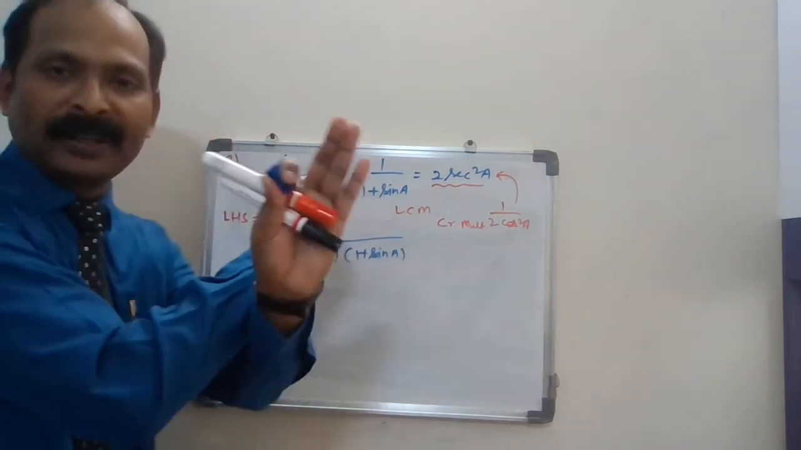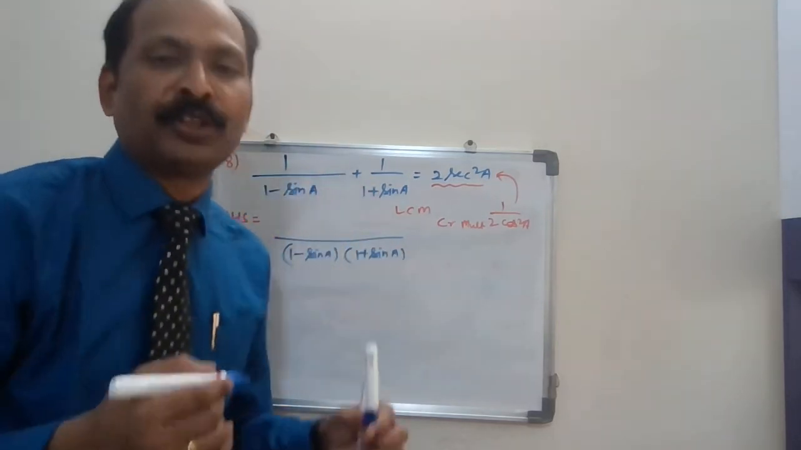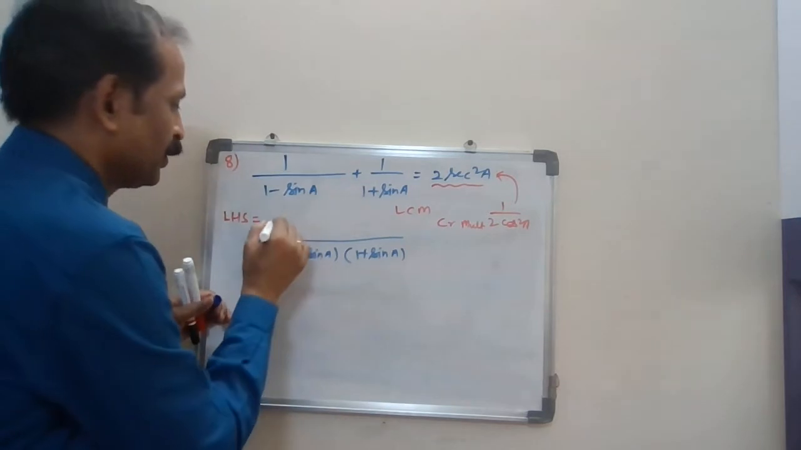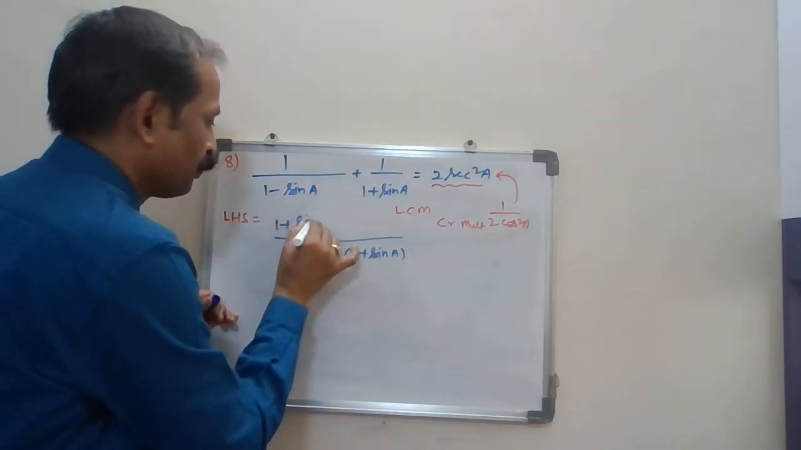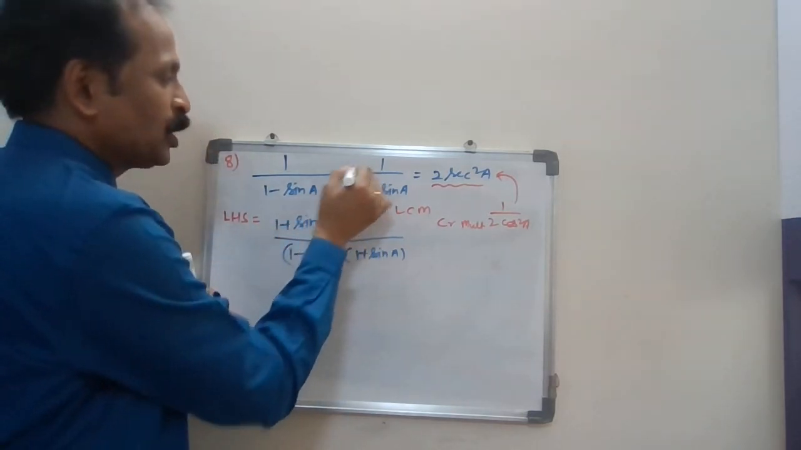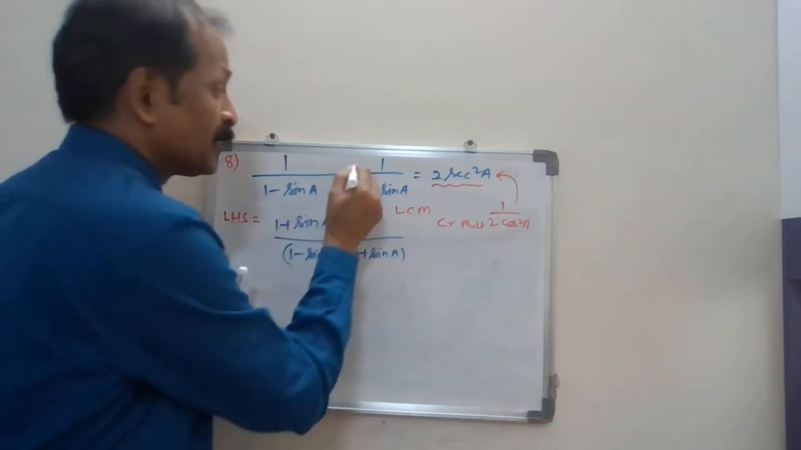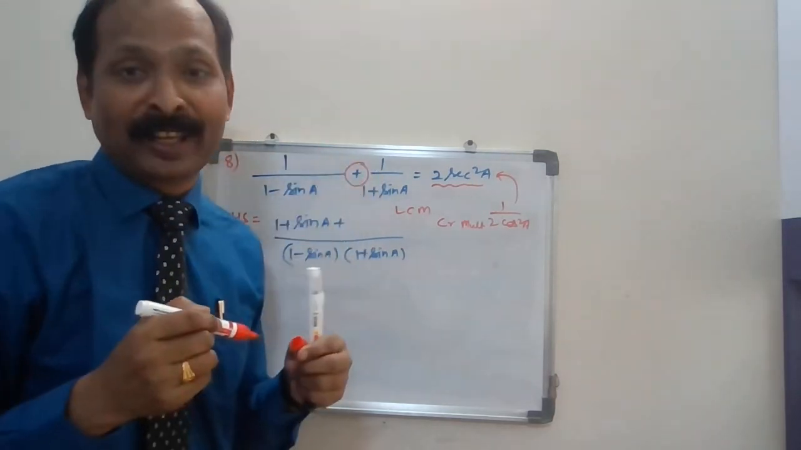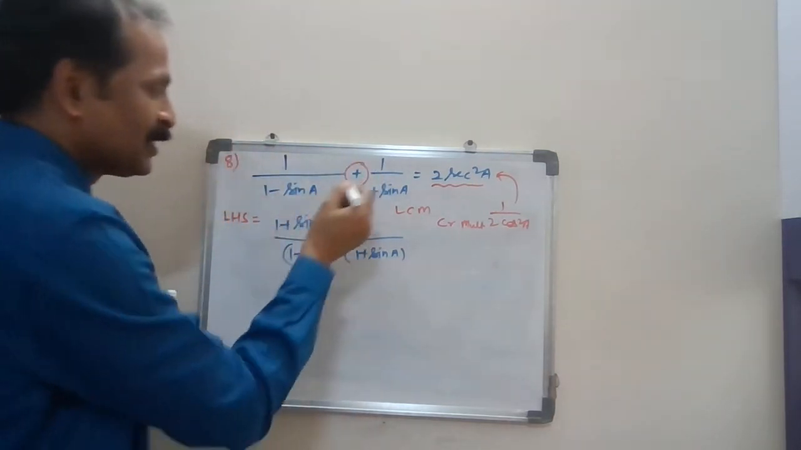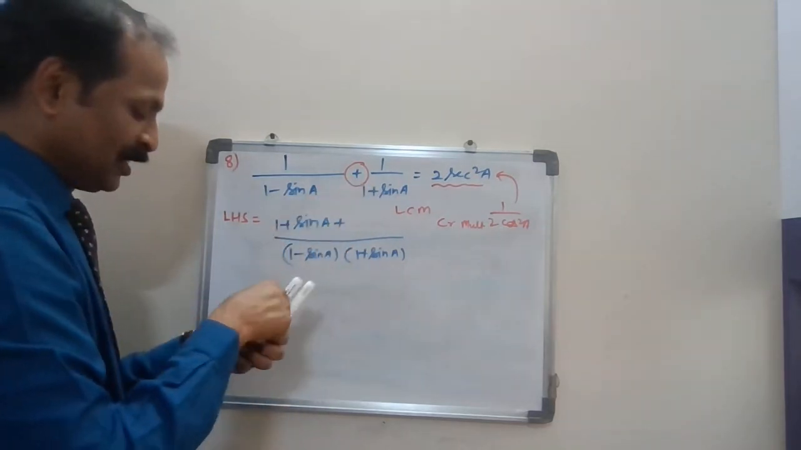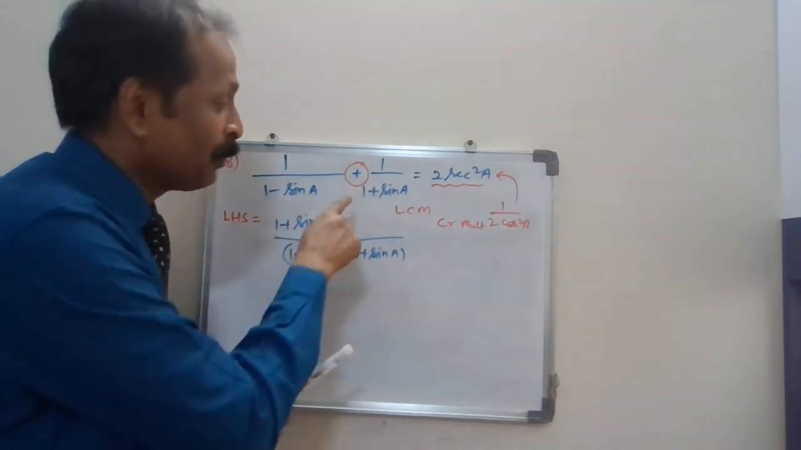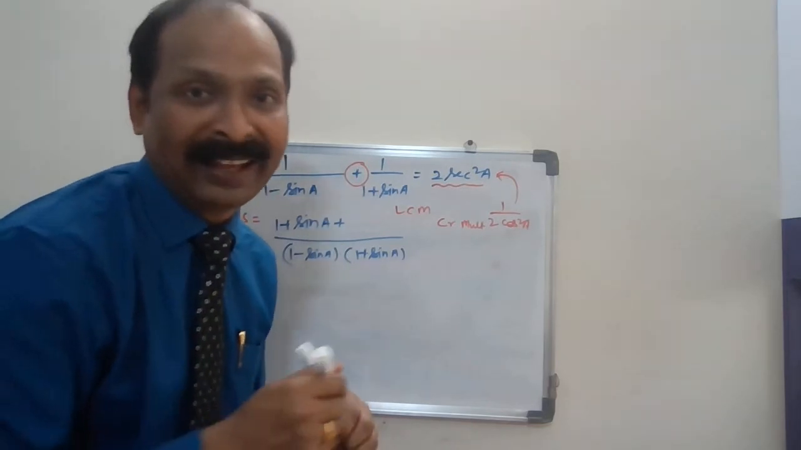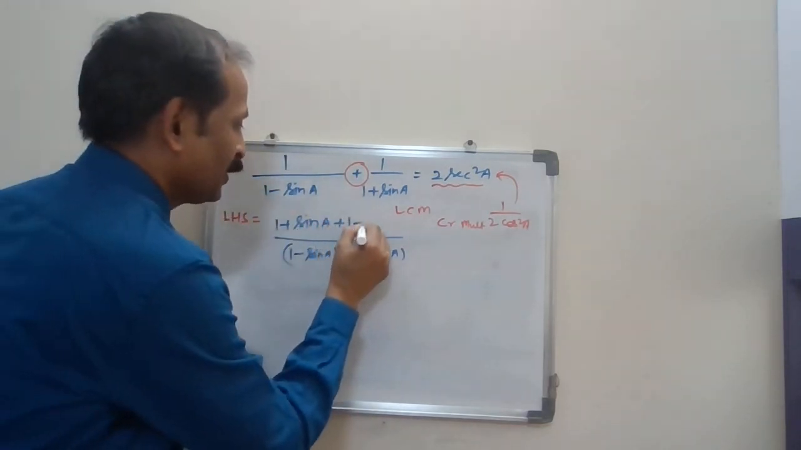And then cross multiplication. Whenever LCM is the product of denominators, we do cross multiplication. So 1 plus sine. And whenever there is plus sign, see, if it is minus sign, then you have to be careful to use brackets. Since it is plus sign, the sign will not change, so you can write directly. Whenever minus sign is there, make a habit of using brackets. So 1 minus sine.